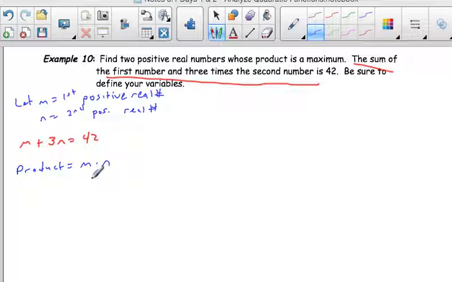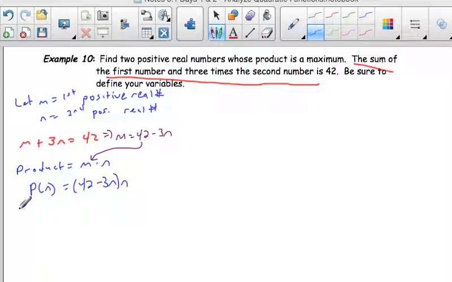We want to get a function with only one variable. So for that, I can substitute in for m from the expression for the sum of the two numbers. I'm going to solve this and say m equals 42 minus 3n, and then I'm going to substitute in here. So my product in terms of one variable is going to be 42 minus 3n times n. That's my product as a function of n, the second number, and this is the product that we want to maximize.